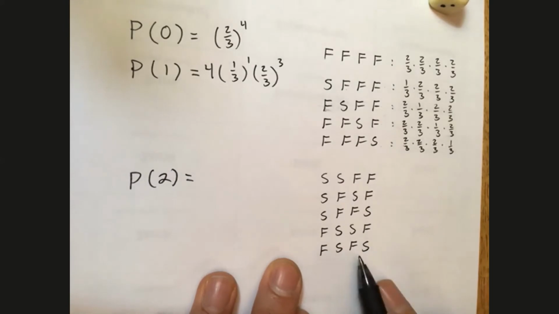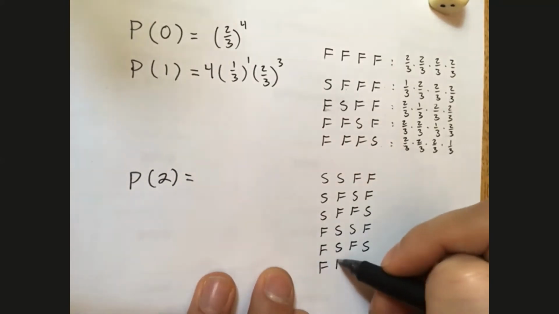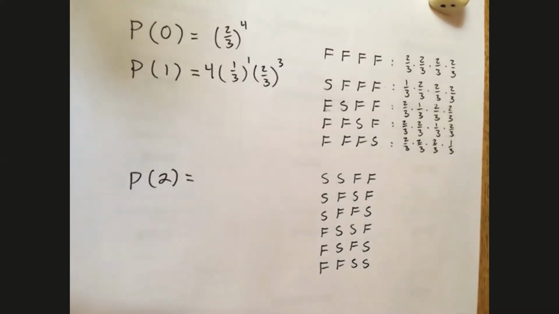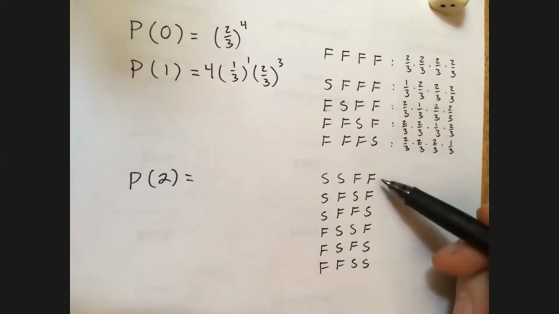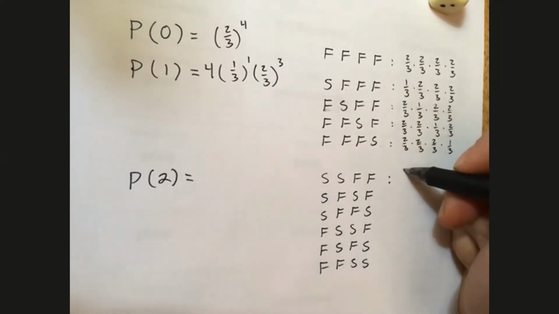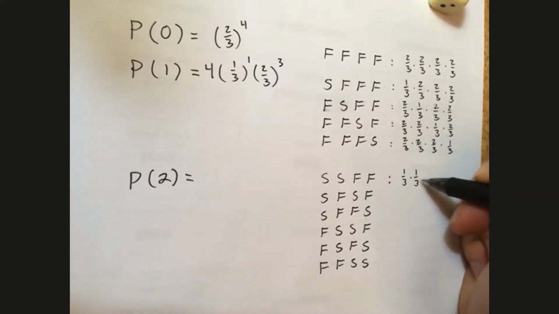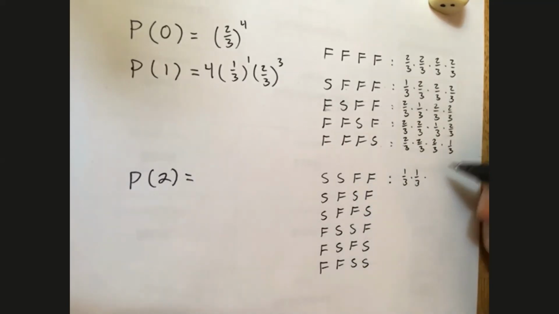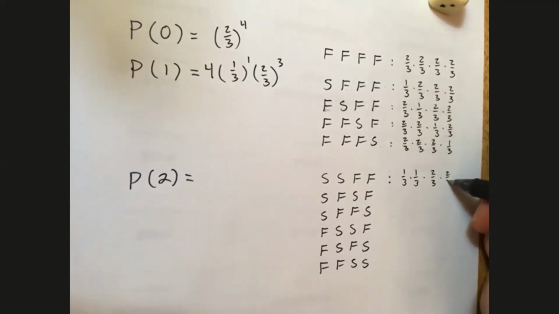And let's move the success to the third position. I could get failure, failure, success, success. And that's all the possibilities. That's all the different ways that I could get 2 successes in 4 rolls of a die. So let's look at the probabilities here. Success, success, that's 1/3 times 1/3. Failure, failure, 2/3 times 2/3.